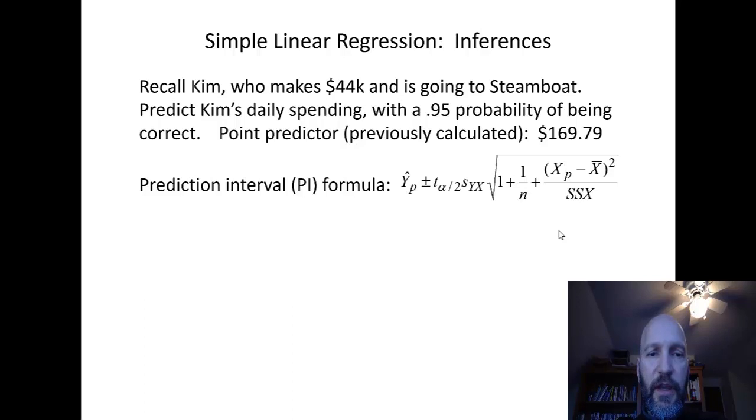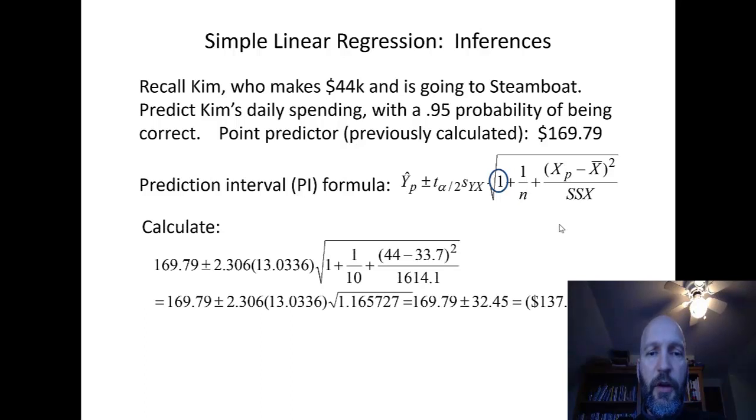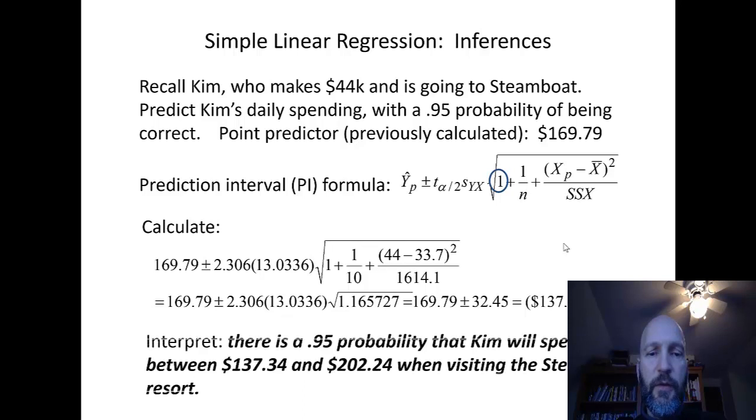So we're going to use a prediction interval, and it looks just like what we did with the confidence interval for the mean, but the difference is here we're talking about an interval for a single individual, and the formula is basically the same except it has this 1 added in here inside the radical. So if we plug all of our numbers in, we get 137 on the low end, 202 on the high end, and we can say we're 95% confident that Kim will spend between $137 and $202 per day when she visits Steamboat.